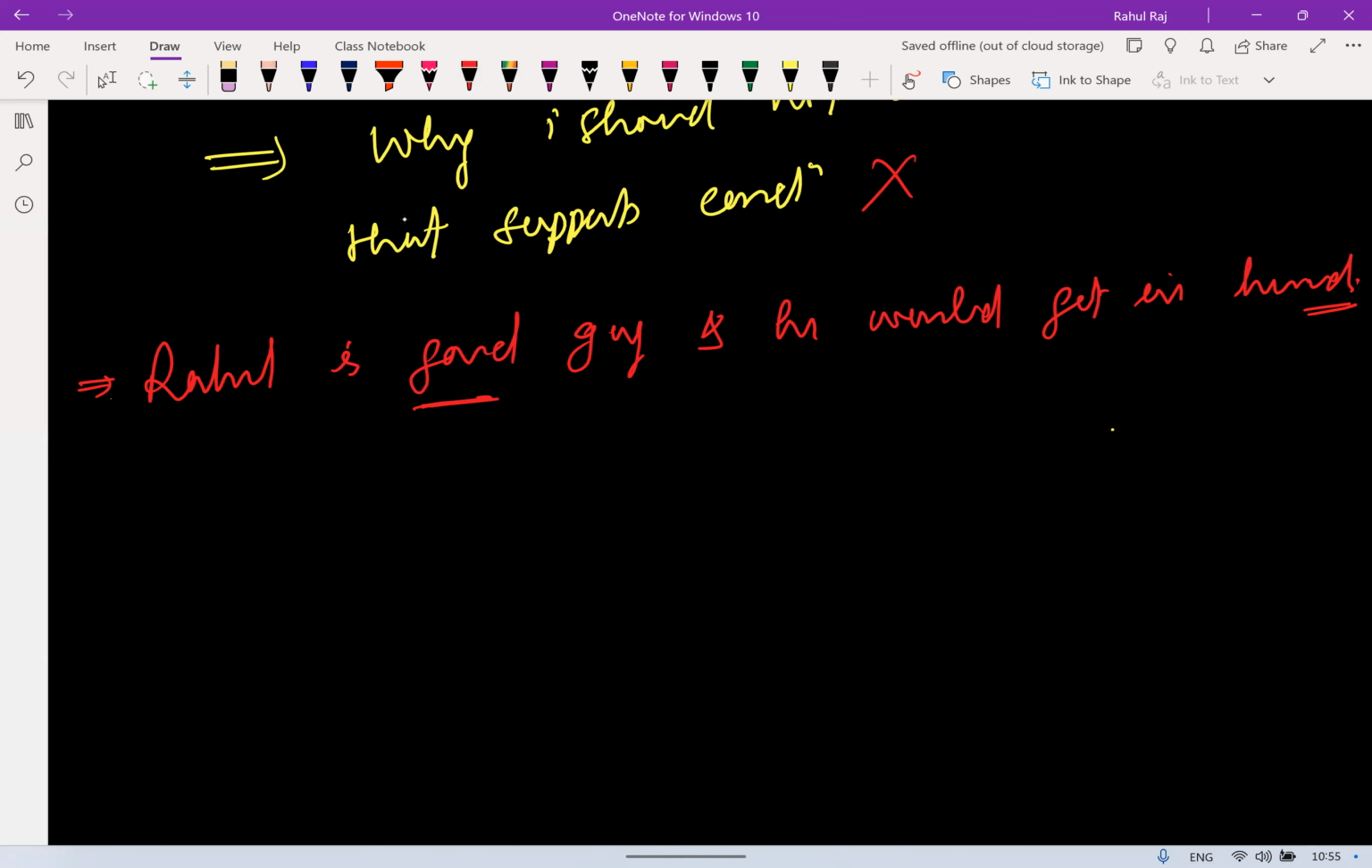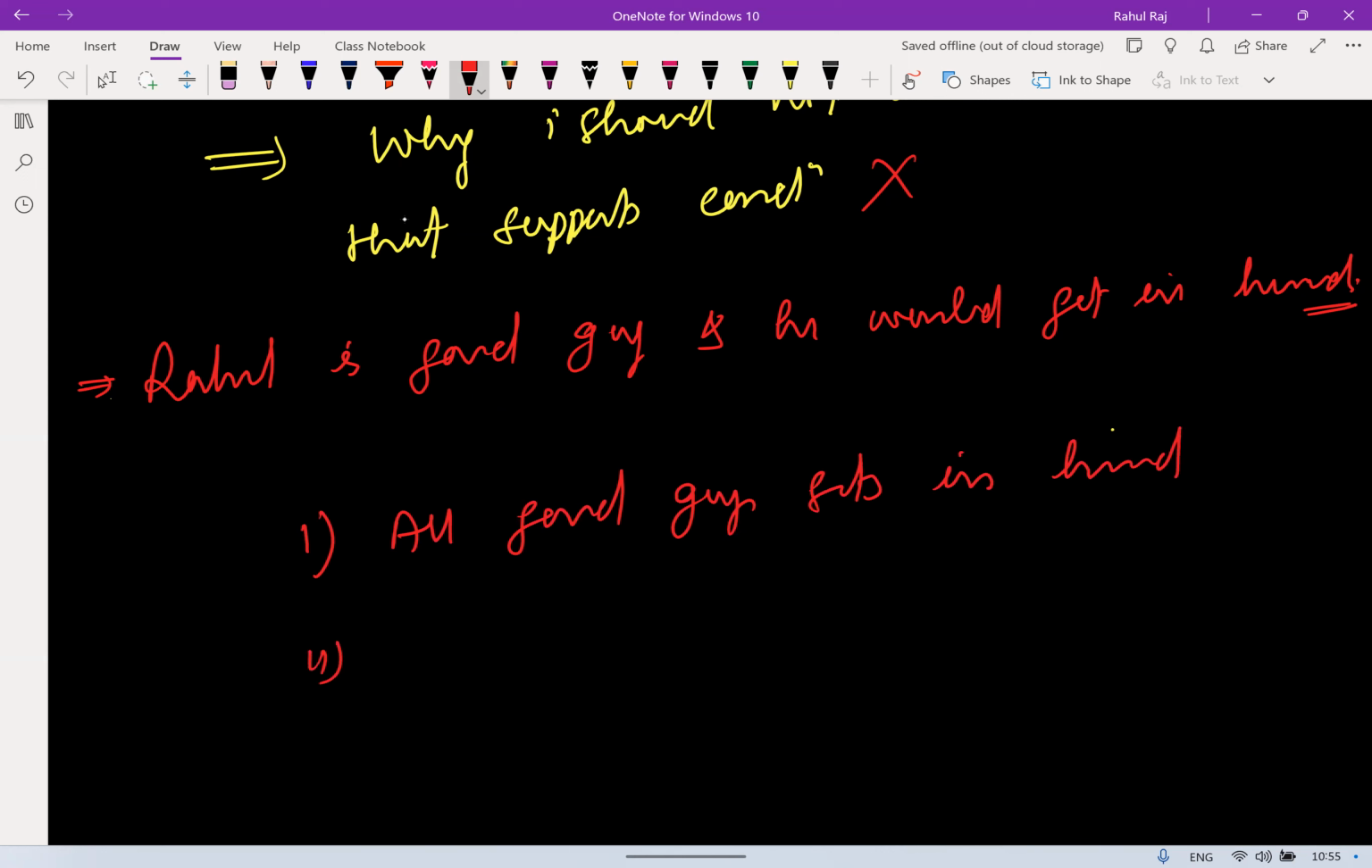So imagine this is our argument that I have written. Rahul is a good guy and he would get into Harvard. Now I'm giving you the first option. Choice A, the assumption choice, is that all good guys get into Harvard. Second choice, Rahul is a university topper.